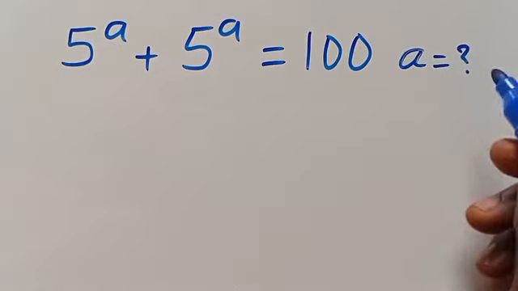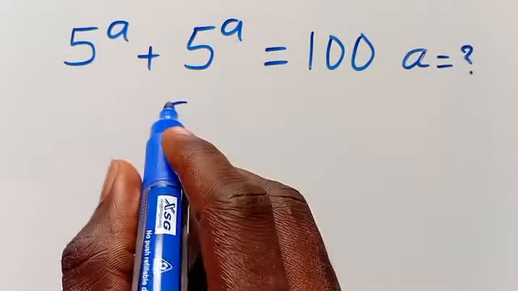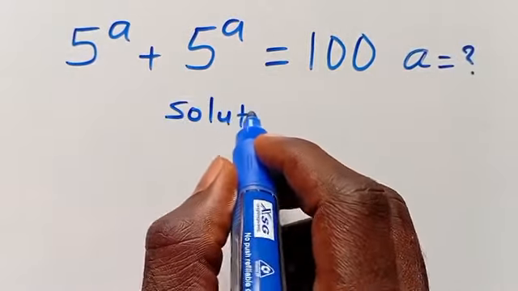What is the value of a? Given that you have 5 to the power of a plus 5 to the power of a equals 100, let's work out the solution from here.